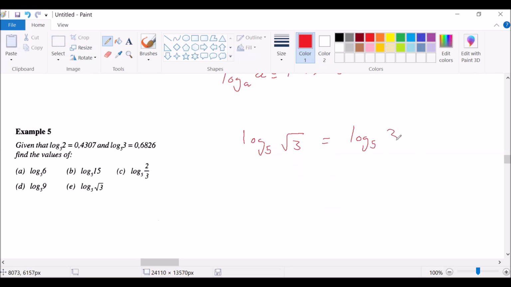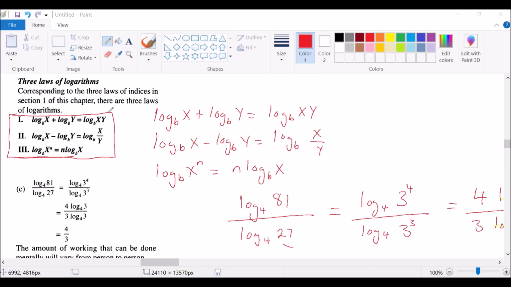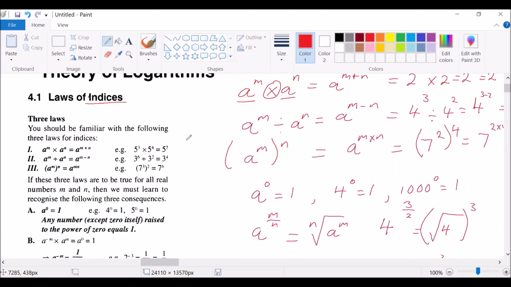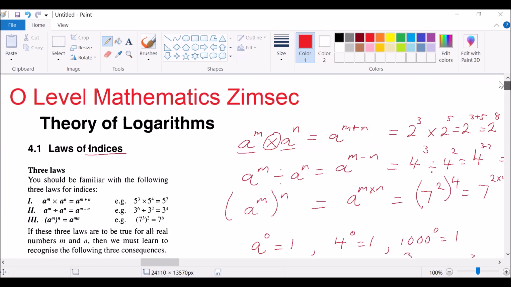For E, log to base 5 of root 3 is the same as saying log to base 5 of 3 to the power half, since square root is to the power half. Now we can drop this power to say half log to base 5 of 3, which is half times 0.6826, which will give us 0.3413. So it is important to understand these three laws of logarithms in combination with indices to solve problems of logarithms. Thank you.